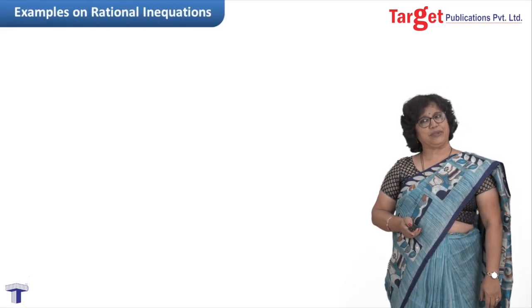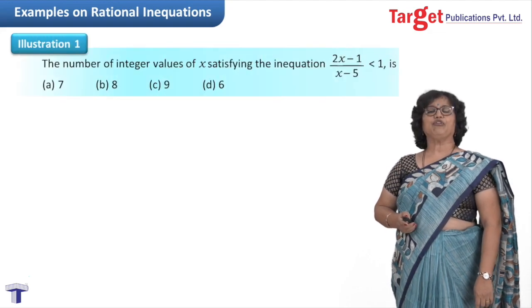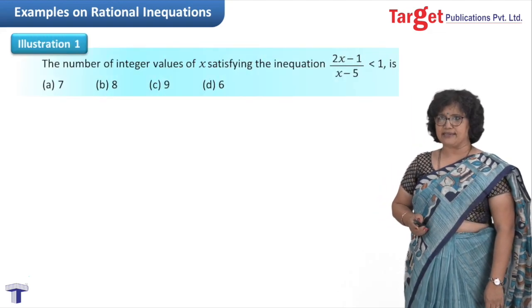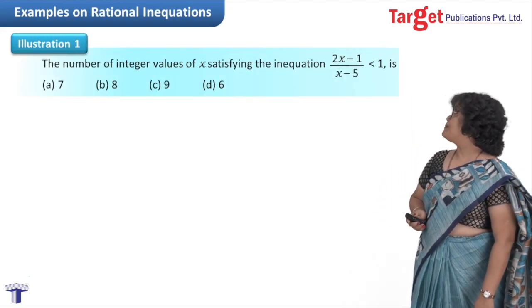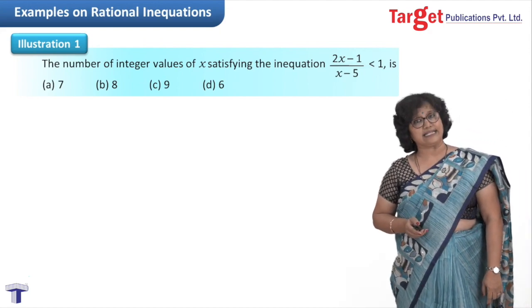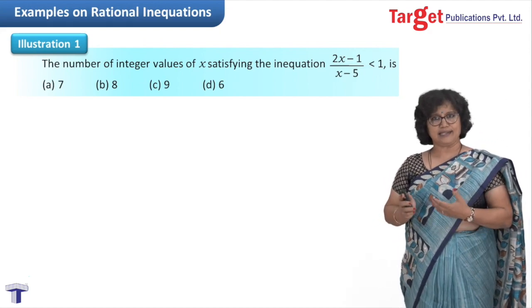I start with the first one, and that is we have to find the number of integer values of x satisfying (2x minus 1) upon (x minus 5) less than 1. And four options are given.